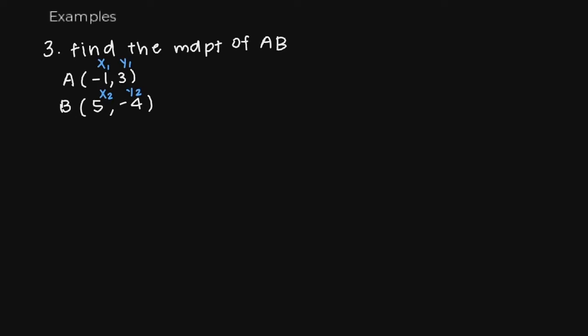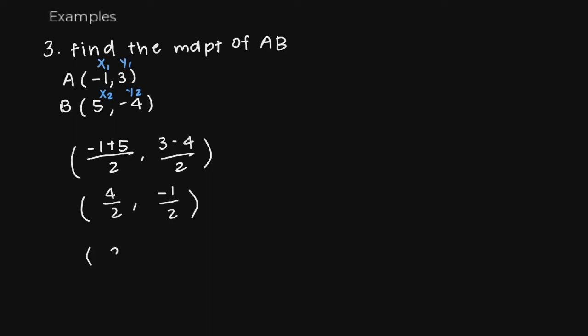So the midpoint would be (negative 1 plus 5) over 2, and (3 minus 4) over 2. Then we're going to simplify this. So that would be 4 over 2 and negative 1 over 2. And 4 over 2 is 2, so we get (2, negative 1/2). And that would be the midpoint of AB.